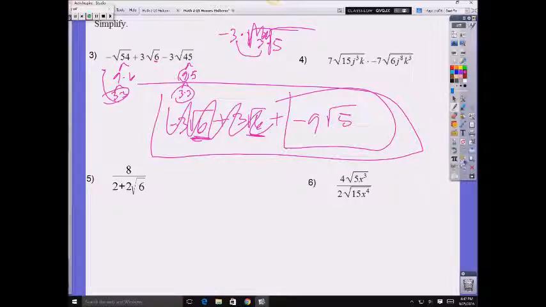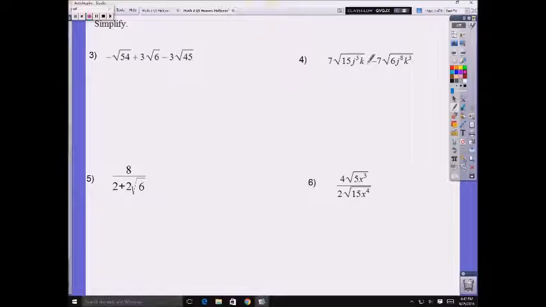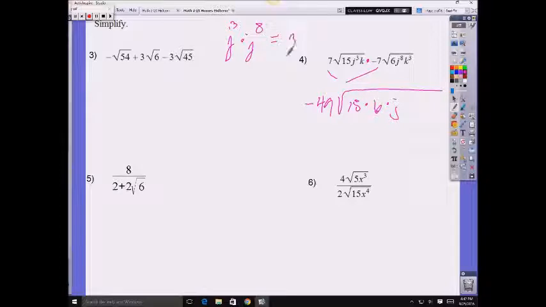Okay, number 4 is a multiplication problem. So this one's totally different. Multiply, you multiply everything on the outside. 7 times a minus 7, that is a minus 49. And you times everything on the inside. Okay, so it's 15 times 6 times j. Now if I have j3 times j8, that is equal to j3 plus 8. You add the exponents. When you're timesing letters, you add the exponents. So that's j11, and that would be k4.